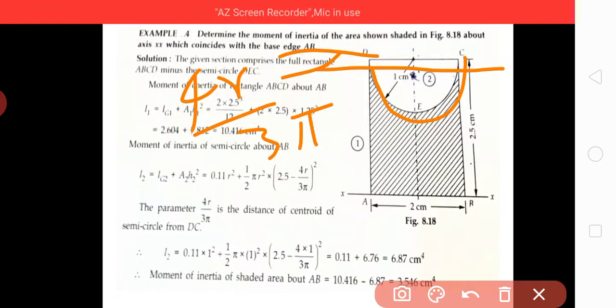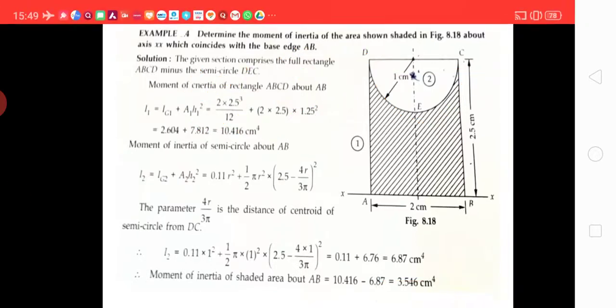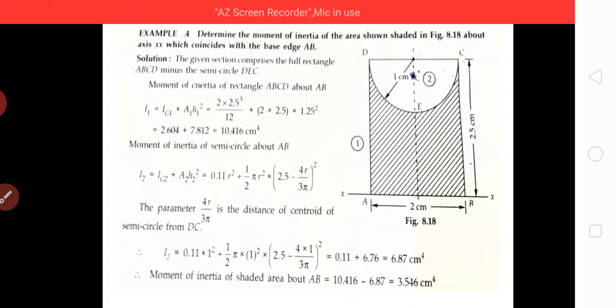I2 will be equal to 0.11 into 1 square plus half pi into 1 square into 2.5 minus 4 into 1 upon 3 pi whole square, that is 0.11 into 6.76. It comes out to be 6.87. So total moment of inertia is the moment of a rectangle minus moment of inertia of semicircle, that is 10.416 minus 6.87. It comes out to be 3.546 centimeter to the power 4.